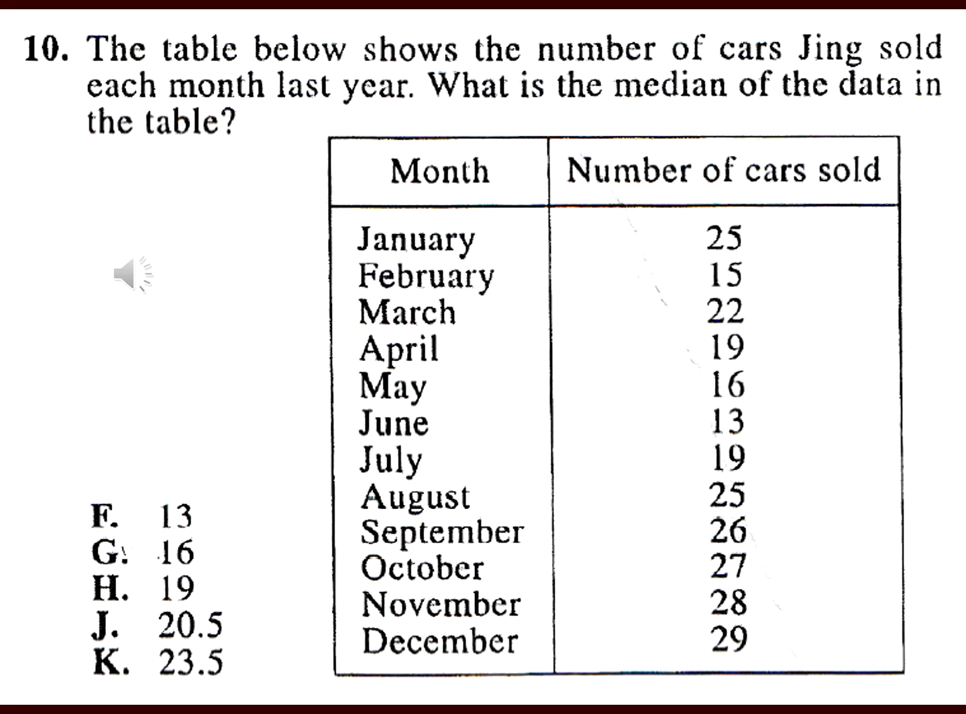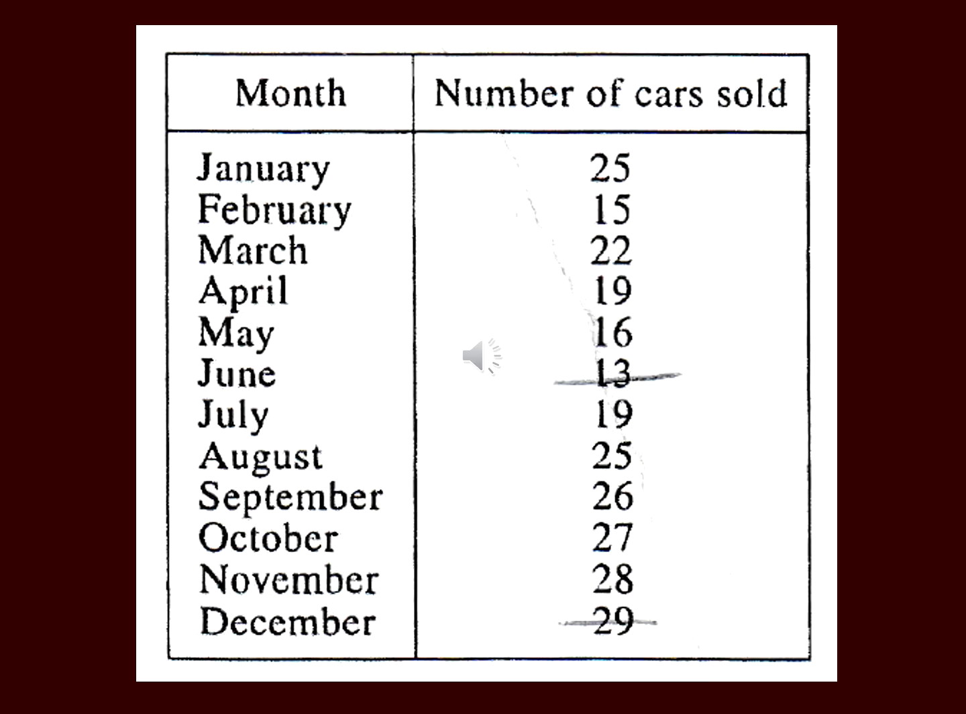So question number 10. The table below shows the number of cars Jing sold each month last year. What is the median of the data in the table? And we could possibly have 13, 16, 19, 20.5, and 23.5. So the big thing here is that median means the middle number, the same amount above and below. Since there's 12 months in a year, it's actually going to be the average of the two middle numbers that we'll get. Normally, if you find the median, you write everything out in order and you work from both ends until you get to the middle.